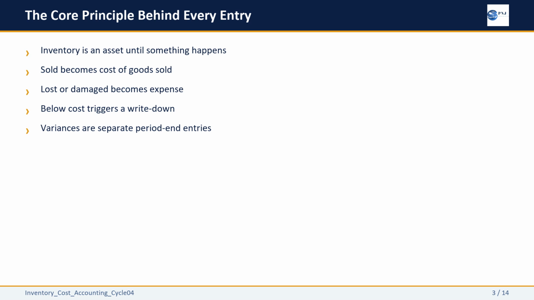Here's the key thing to hold on to before we touch a single debit or credit. Inventory sits on your balance sheet as an asset, and it stays an asset until one of three things happens to it. When it sells, its cost moves to cost of goods sold. When it is lost or damaged, its cost becomes an expense. And when its value drops below cost, you write it down. Everything else, the differences between what you planned and what actually happened, lives in separate variance entries booked at period end. Keep that map in mind, and all 16 entries will fall into place.